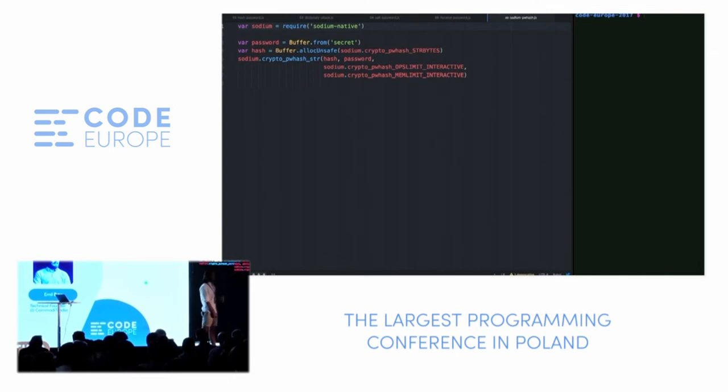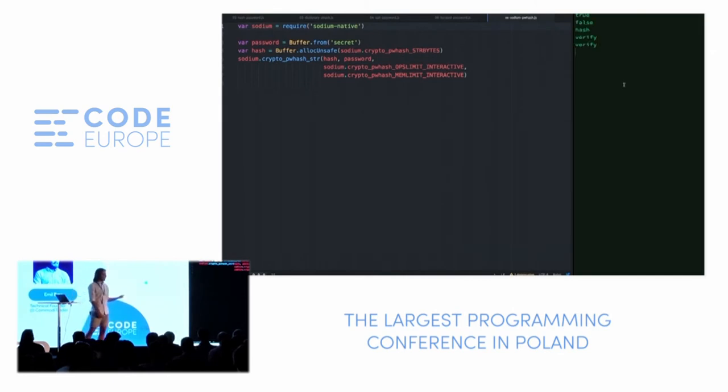One is how many operations you want to do, so how much CPU power you can spend, and the next one is how much memory you can spend. It's pretty easy to use, except that it has that weird thing where you need to pass in a buffer that it can write to and stuff like that. But if we try and run this, you can see again now it's very, very slow.